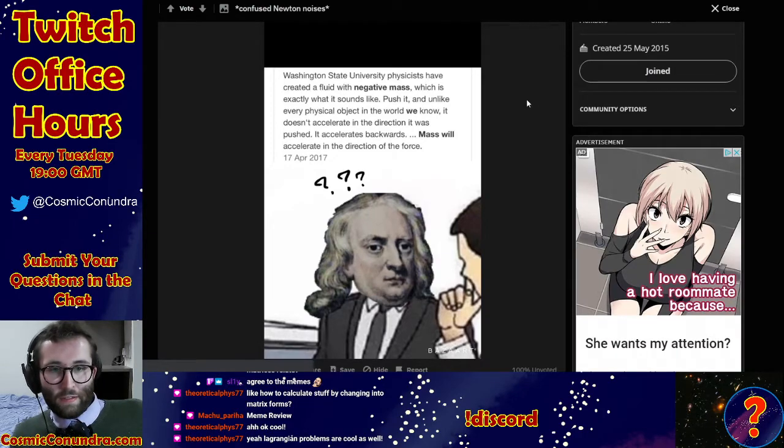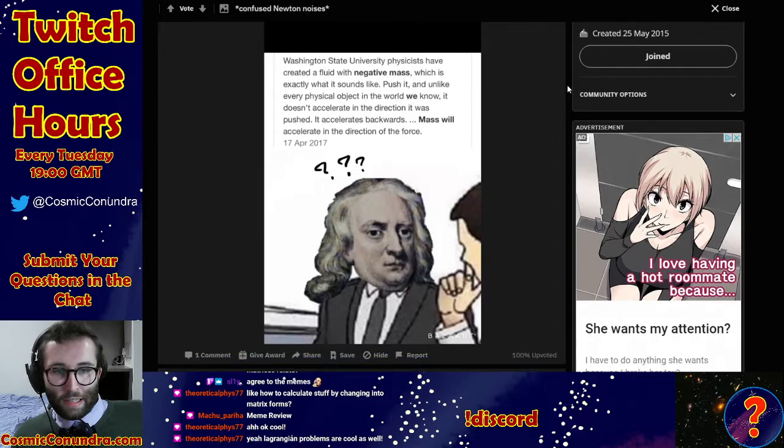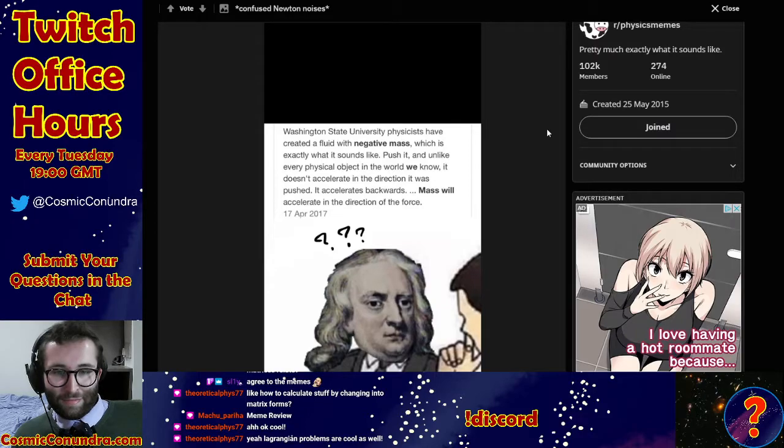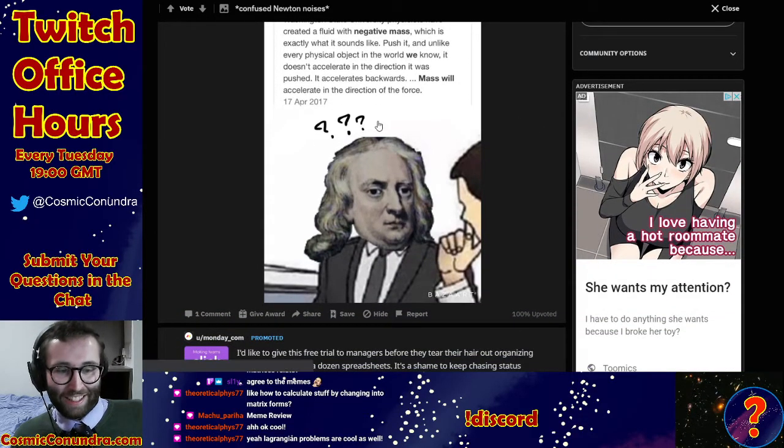Washington State University physicists have created a fluid with negative mass, which is exactly what it sounds like. Push it, and unlike every physical object in the world we know, it doesn't accelerate in the direction it was pushed, it accelerates backwards. Mass will accelerate in the direction of the force. Why do I not believe that? But okay. That's a very confused looking Newton.